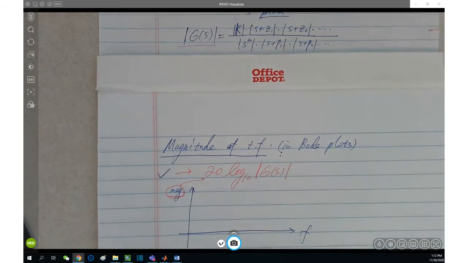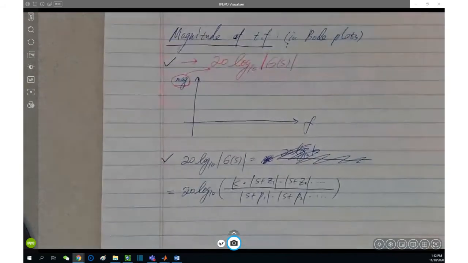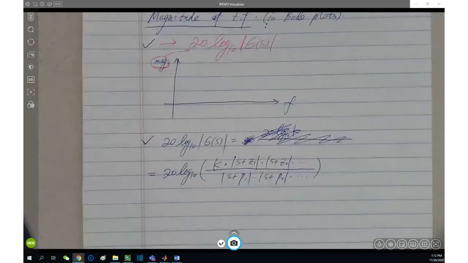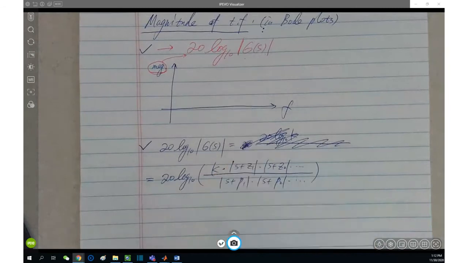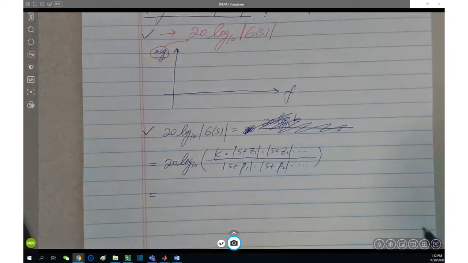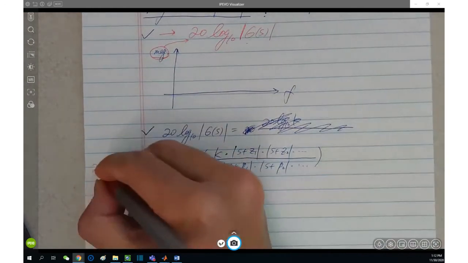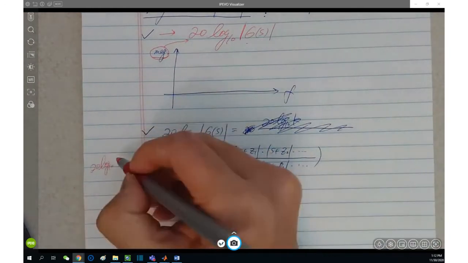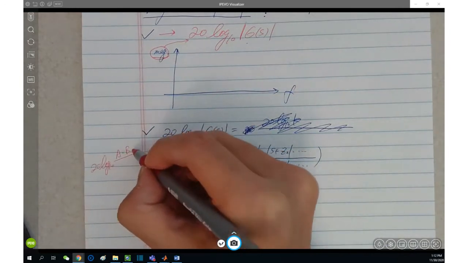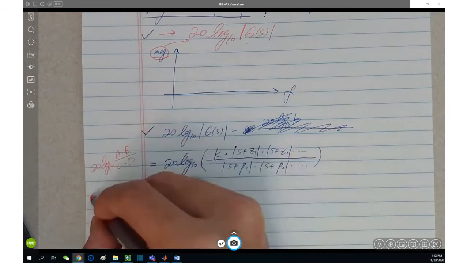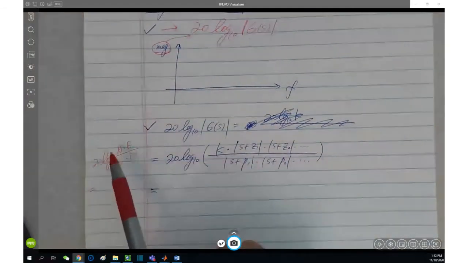This is very straightforward. So we are looking for 20 log 10 of the magnitude of the transfer function, which equals just this. This is very easy to understand. And this further equals to what? Anyone remember 20 log, or any log function, let's say a times b divided by c times d, equals to what? Mathematically, here equals to what?